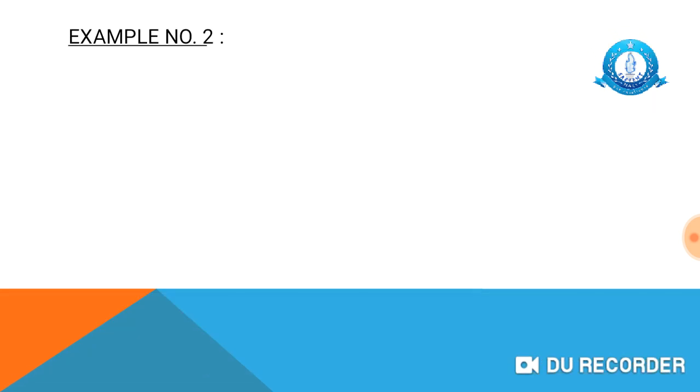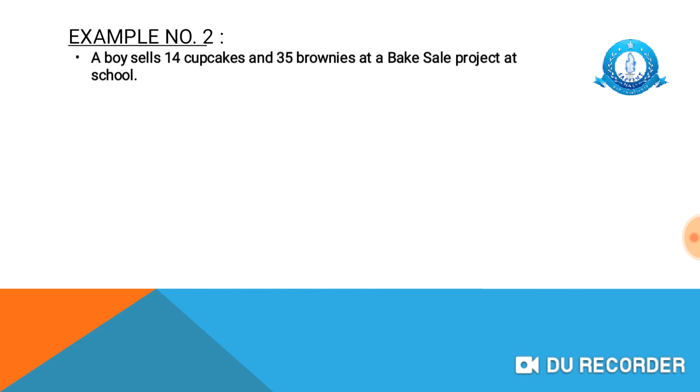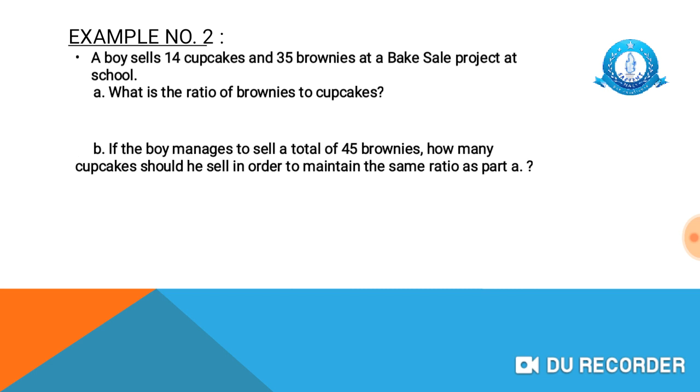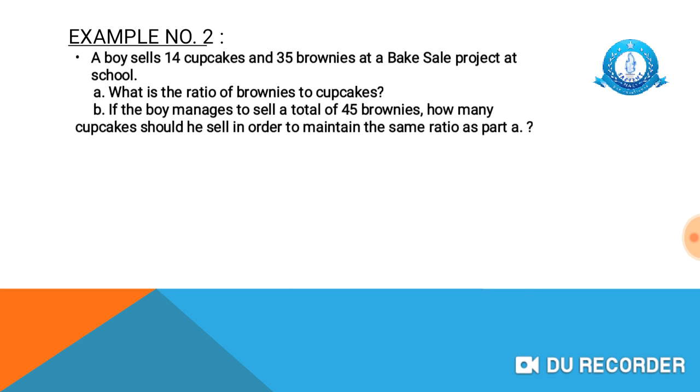Example number 2. A boy sells 14 cupcakes and 35 brownies at a bake sale project at school. Question A. What is the ratio of brownies to cupcakes? Question B. If the boy manages to sell a total of 45 brownies, how many cupcakes should he sell in order to maintain the same ratio as part A? Now as you can see over here, 14 cupcakes and 35 brownies. These are the numbers which he has actually sold. This is not the ratio. The ratio we are supposed to calculate in part A.